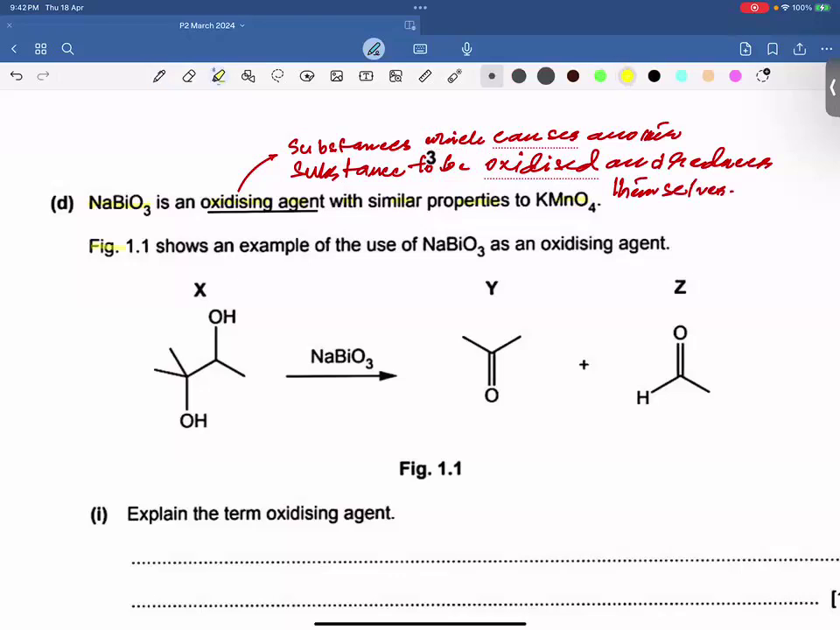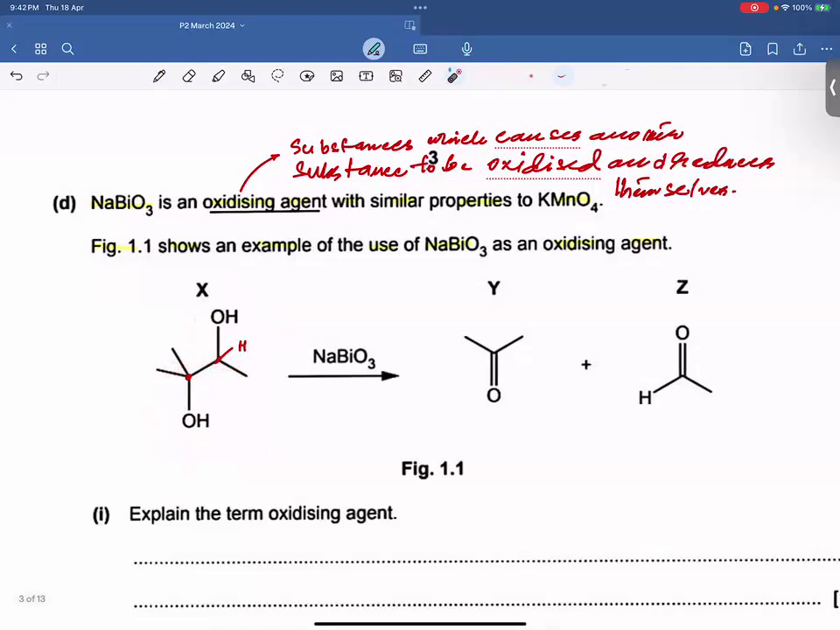Okay. Figure 1.1 shows an example, the use of NaBiO3 as an oxidizing agent. This is an oxidizing agent. This is our X. Now this X belongs to the alcohol family or alcohol homologous series, because both are alcoholic functional groups, right? But you have to notice one thing. This is a secondary alcohol and this is a tertiary alcohol. How can we decide which one is primary, secondary, or tertiary alcohol? That's an easy task. If the OH is attached to a carbon that has one hydrogen atom, then it is secondary. If it has no hydrogen atom, then it is tertiary.